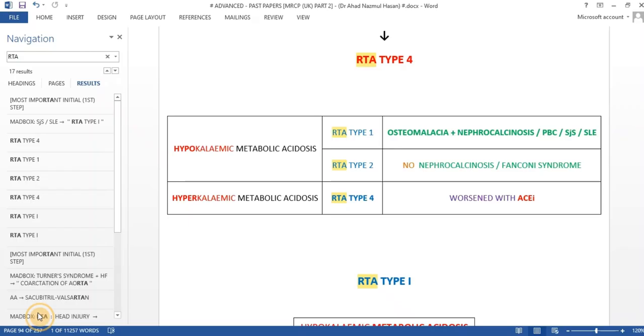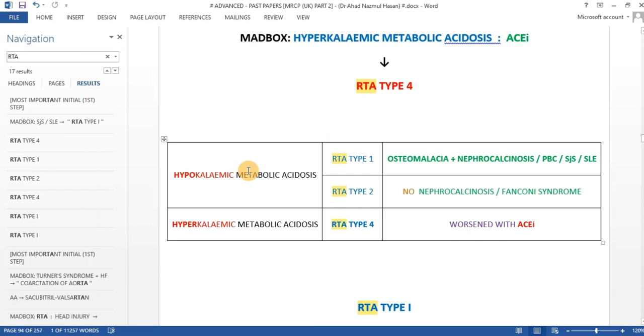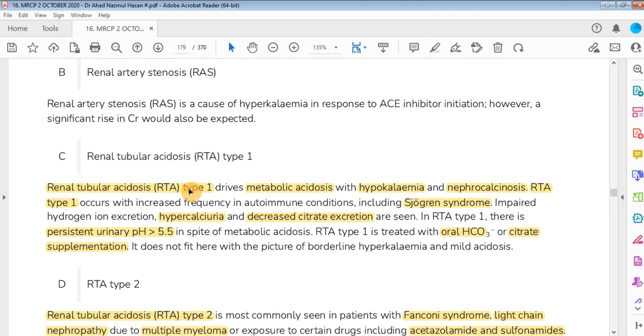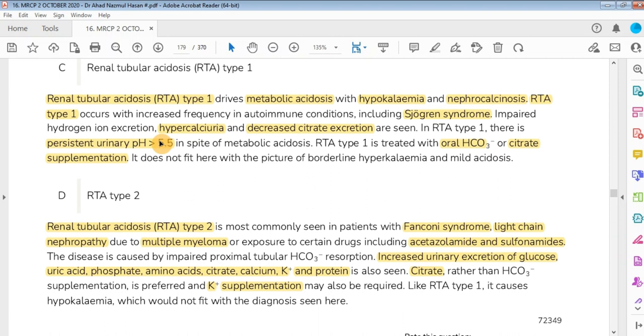And both in case of type 1 and type 2, they will have the hypokalemic metabolic acidosis. Type 2 has association with Fanconi syndrome. Type 1 has association with osteomalacia, nephrocalcinosis, primary biliary cirrhosis, Sjögren's syndrome, or the SLE. So this feature should be present in RTA type 1. And RTA type 1 will always have the persistent urinary pH greater than 5.5 despite metabolic acidosis. And choice of treatment is oral bicarbonate or citrate supplementation.